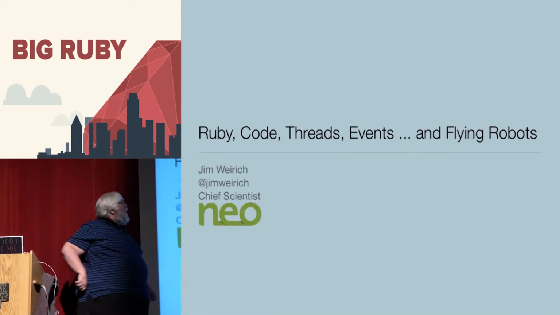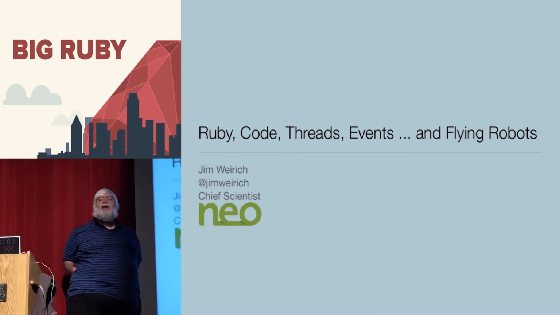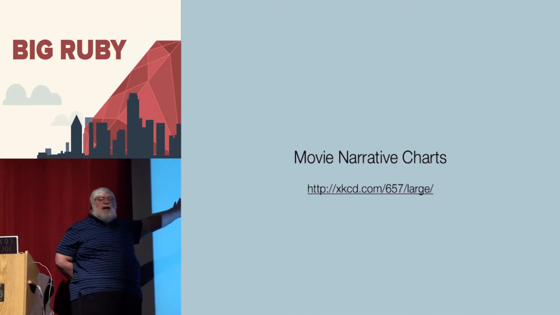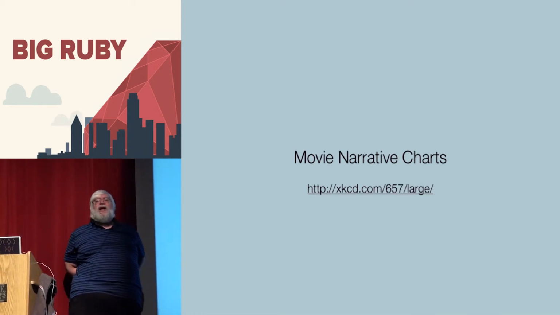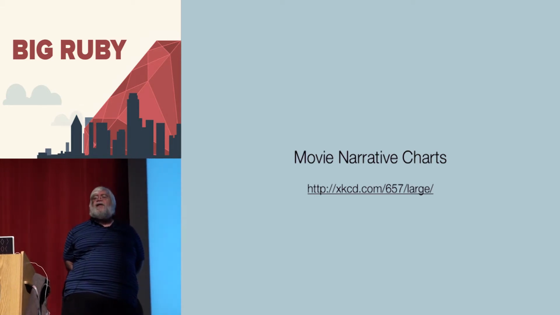So, we're going to talk about Ruby, we're going to talk about code, we're going to talk about threads and events, and we're going to talk about flying robots. So, before I get into that, I want to share with you this concept of a narrative chart, because we're going to be telling some stories here, and I think telling stories is a very interesting thing to do.